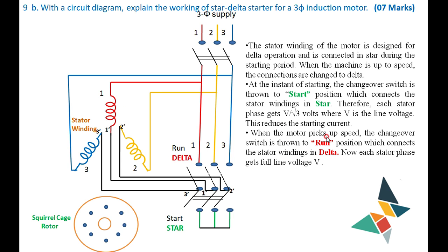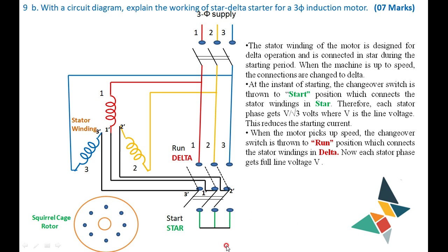And when the motor picks up the speed, the changeover switch is thrown to the run position. Here it is run, here it is start. The run position connects the stator winding in delta. Now each stator phase gets the full line voltage of V. When it is connected in delta, the voltage across each phase is V. When it is connected in star, the voltage you get is V by root 3. Therefore, at the time of starting you connect in star so that you get a lesser voltage, thereby reducing the current at the time of starting.